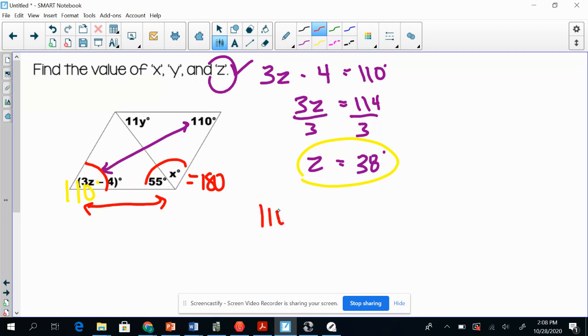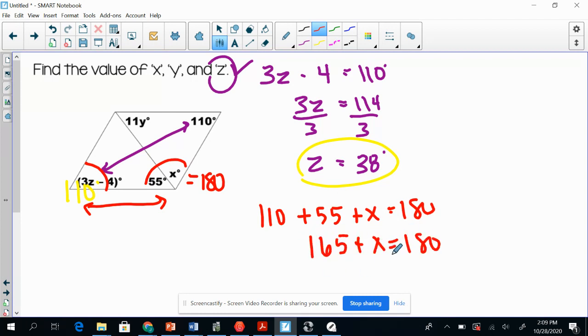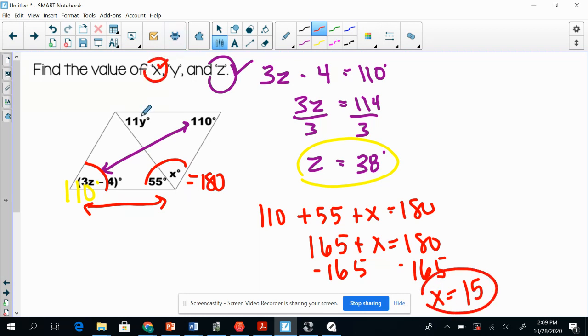So you want to do 110 plus 55 plus x, because we got to count both of these, equals 180. So that's 165 plus x equals 180. Subtract 165 from both sides, and x is going to equal 15. So we've taken care of that one. And now we're just missing our y.